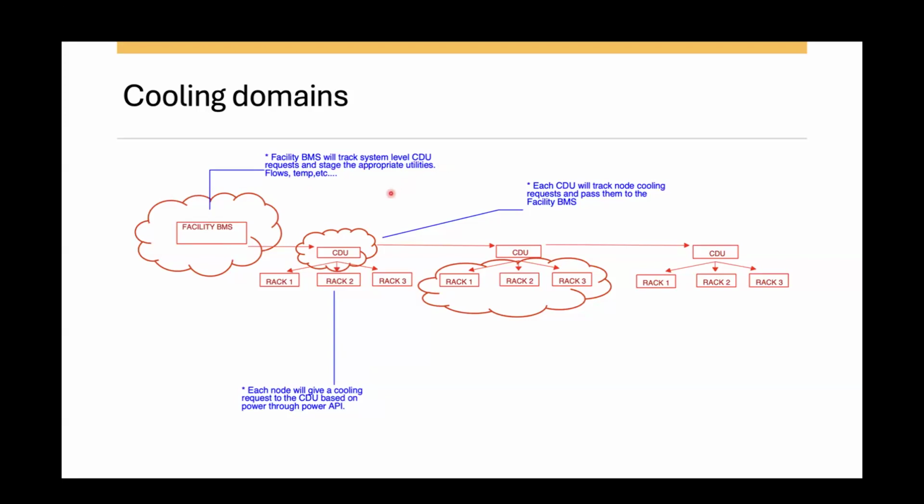And I should give credit to Chris DePrater for creating this diagram, which we've used in the working group quite a bit. And then we have items where CDUs are tracking requests and passing them back to facility BMSs. So we have CDUs that are built in. And then we have the idea of a cooling domain that's underneath a CDU, which may be several racks and maybe a portion of a rack, right? So each node here is giving requests back to a CDU on power through the PowerAPI. So all of these computing components can be reporting their powers back to the CDUs.